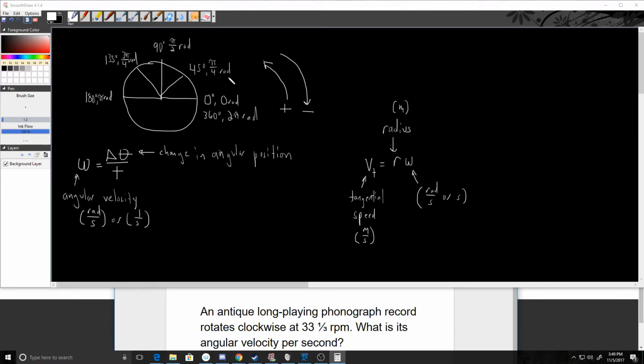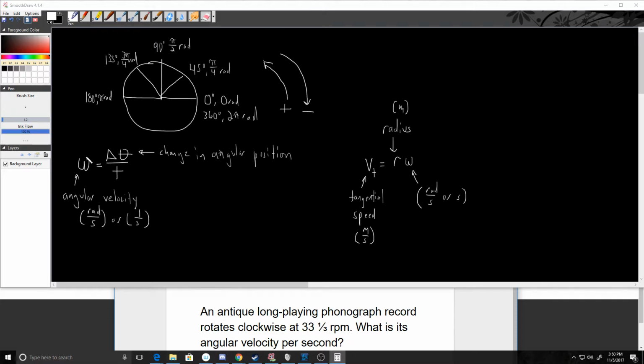Typically, for physicists and engineers, rotation in a clockwise motion is considered a negative change in angle, and counterclockwise would be a positive change in angle. So we're going to have two formulas we're going to use, just starting off.